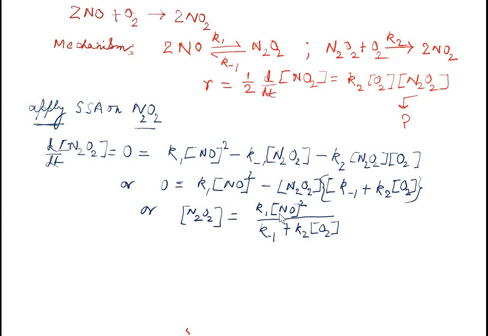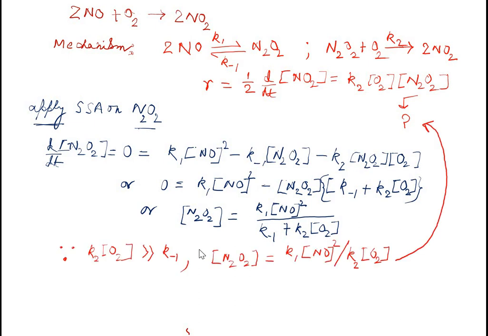And if a condition is applied that K2O2, this one, is much greater than K inverse, that means this second step is much faster than the deactivation of N2O2. Okay, so it may so happen depending on the condition. In that case, this K inverse can be neglected. So it is finally K1 NO square by K2, and this is actually what we were asking for.